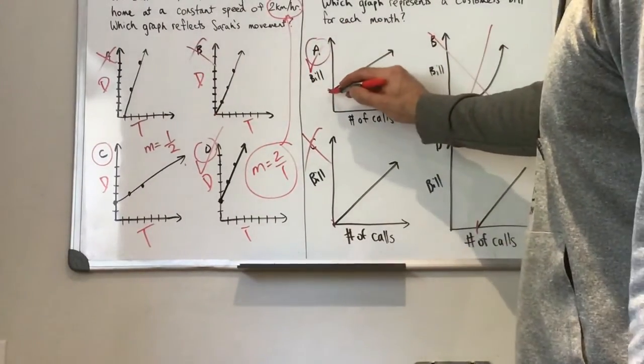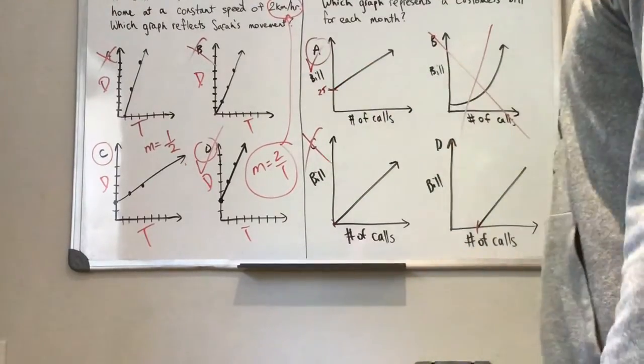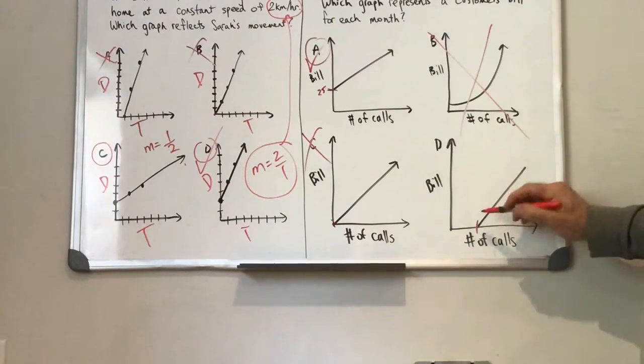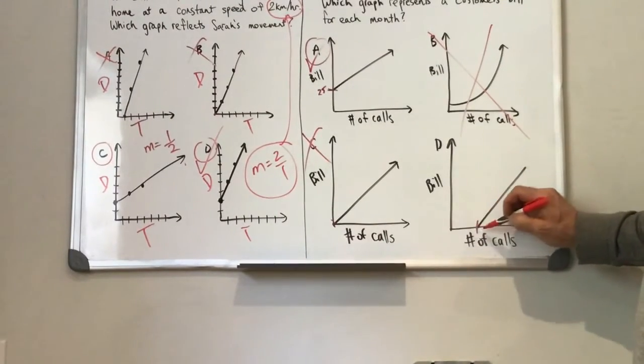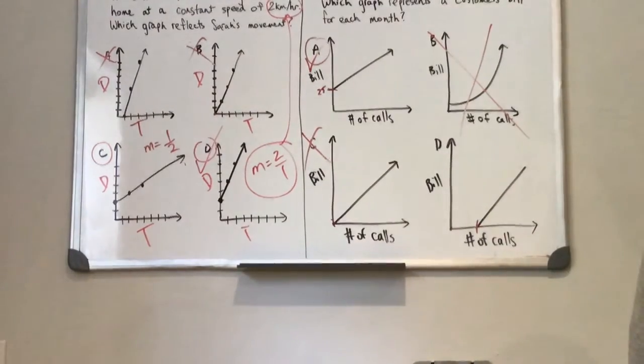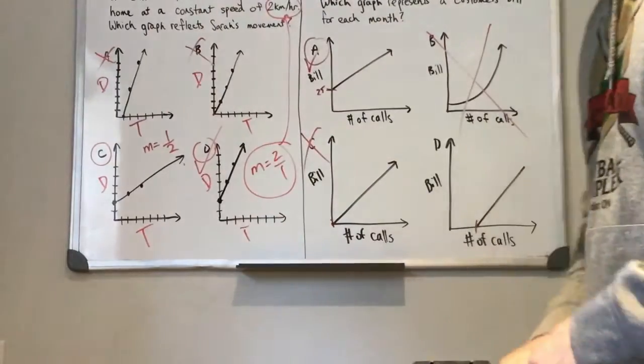So we're starting up higher at 25, and from here we're going up at $2 per call. D would kind of mean that we start at 0, maybe our first 10 calls are free, and then it's going up from there. So A would be the answer for 16, and D would be the answer for number 11.